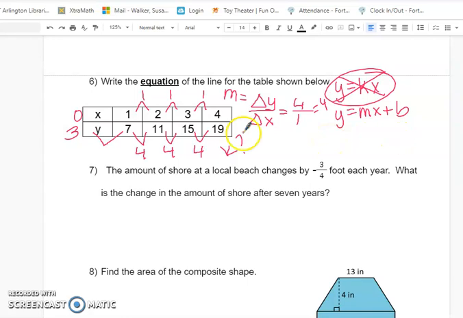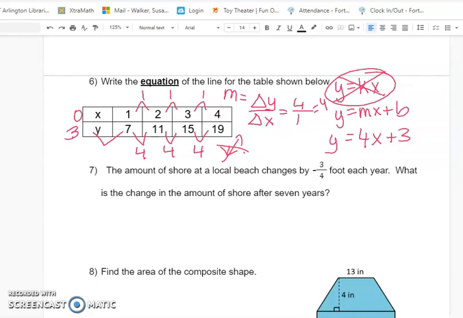So that means it's not K. So we only know M. M is what? 4 over 1 or 4. So I'm going to replace the M with a 4. And then the number that tells me that it's not proportional, what number tells me it's not proportional? 3 plus 3. Okay?